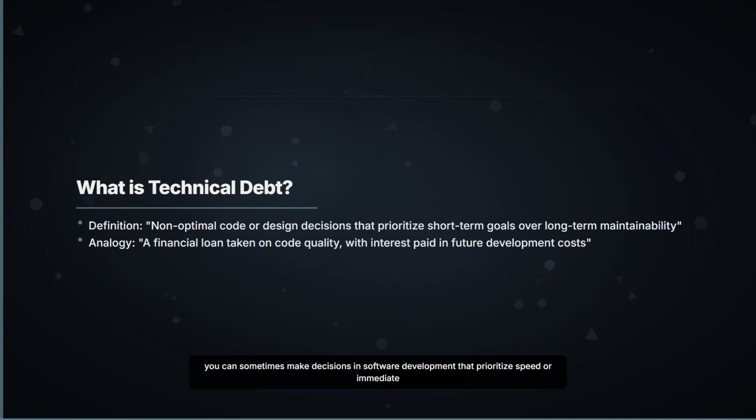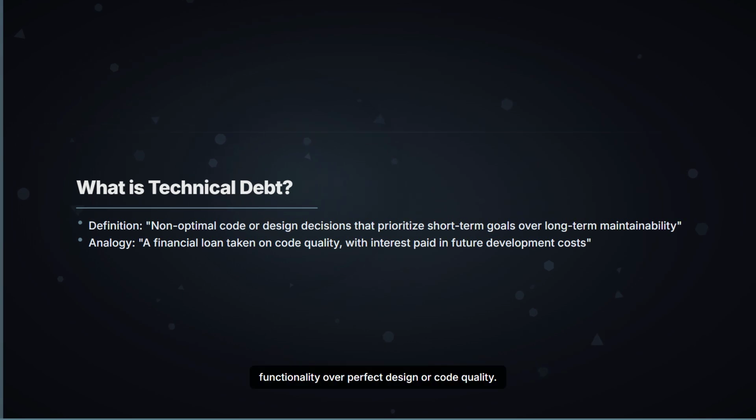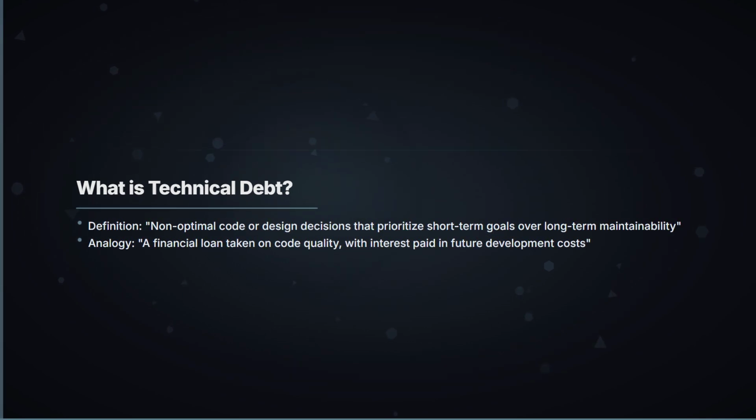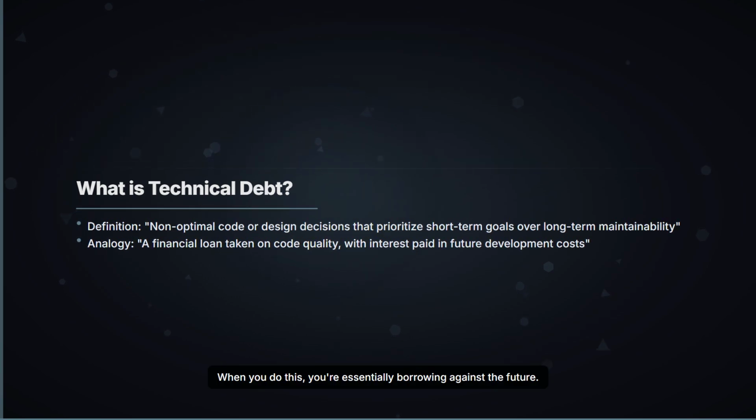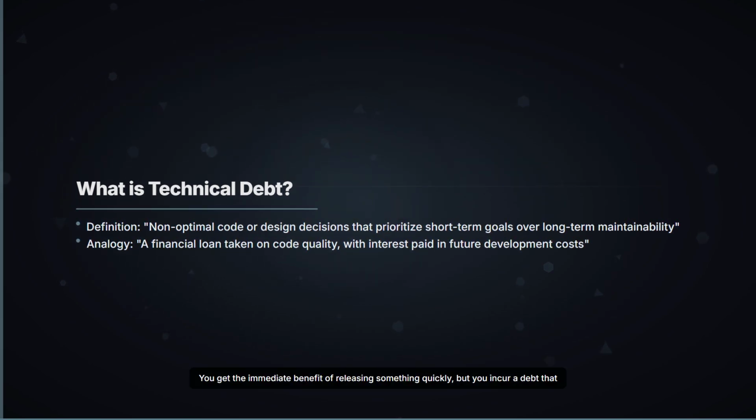There are different kinds of technical debt. Deliberate debt is when we knowingly take shortcuts. Accidental debt happens when we're not sure what we're doing. And then there's bit rot, when our code slowly decays over time.